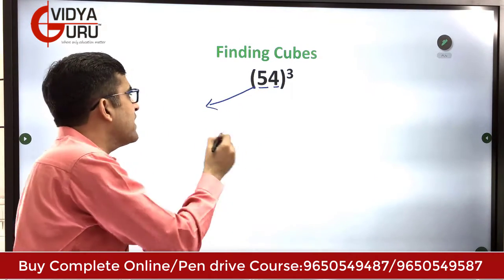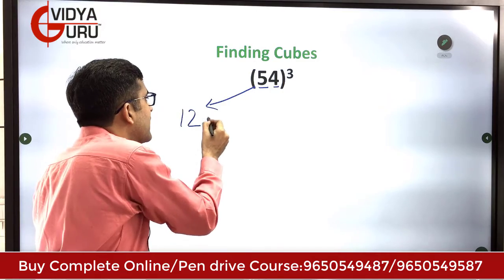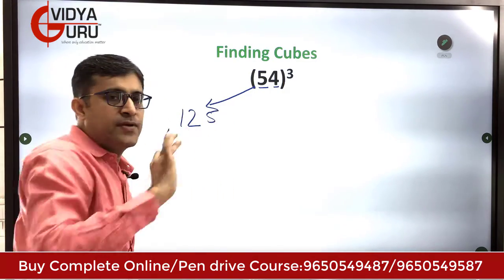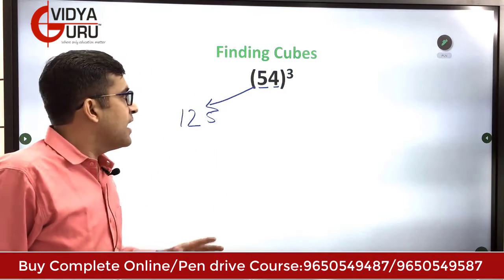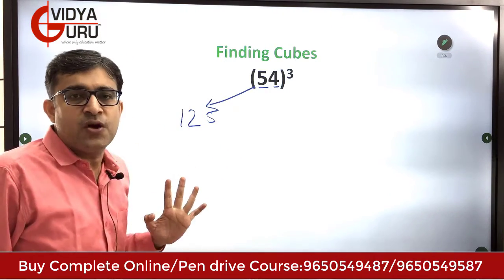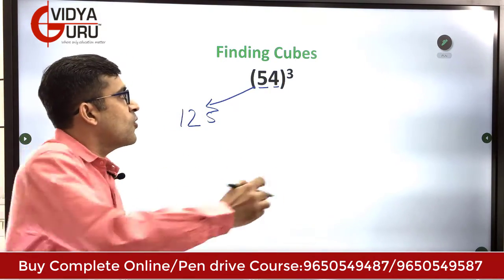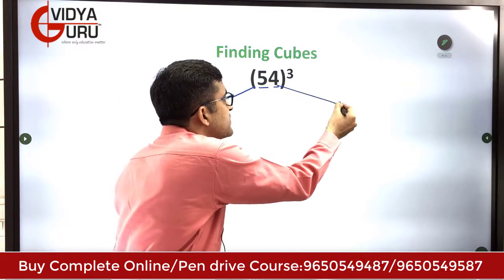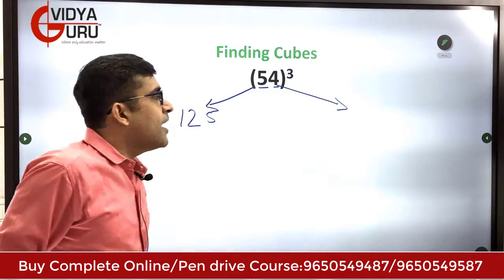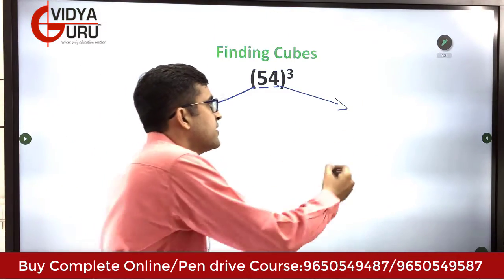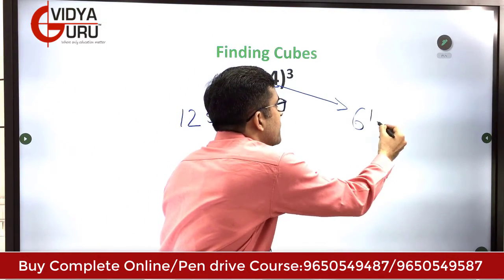Students, the cube of 5 is 125. So I write 125 on the left. On one extreme, I will write the cube of the first digit, and the cube of the first digit is 125. Sure. What is the other digit? The other digit is 4. So on the right hand side, on the other extreme, I am going to write the cube of 4. The cube of 4 is 64.